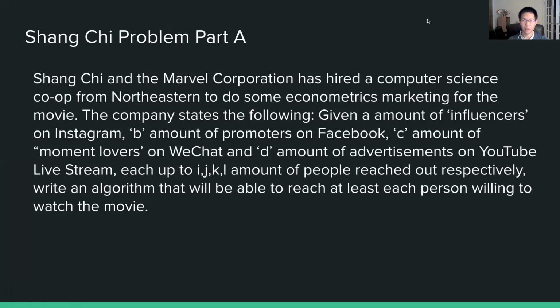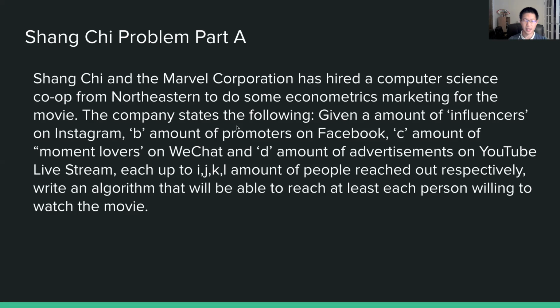So first, I'm going to show you a real awesome application of Ford Fulkerson that doesn't even require any math, which requires understanding the principles behind it. It's also a really great interview question, and one of my final exam questions in Algos, or related to that. It says Shang Chi and the Marvel Corporation has hired a computer science co-op from Northeastern to do some econometrics, which is basically using computer science to determine economic results, like stock marketing or loan sharing, or in this case, advertisement marketing for the movie.